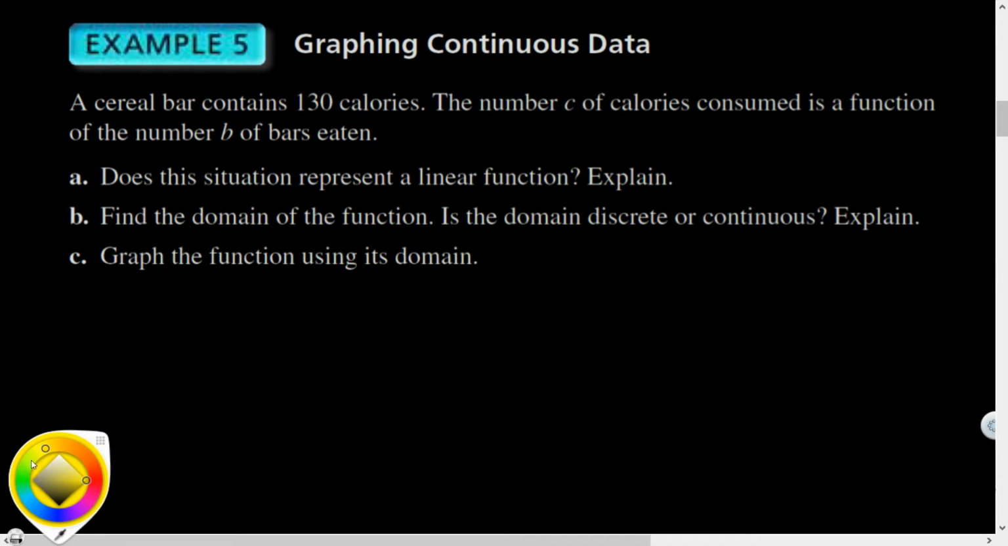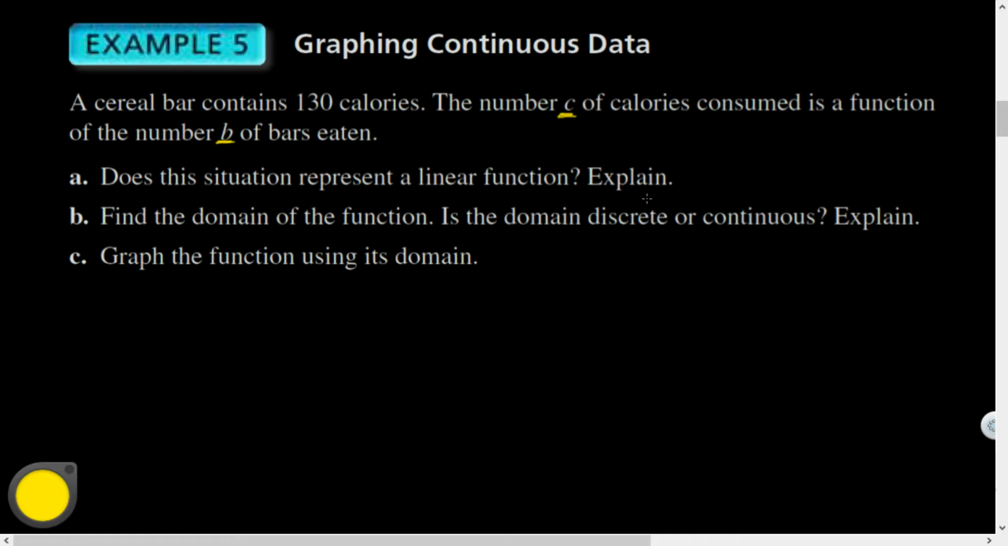All right, cool. Ooh, a cereal bar. I might have one for snack. Delicious. All right, here we go. It says a cereal bar contains 130 calories, which, by the way, like a 2,000 calorie diet is normal based on what they say, apparently. Or 2,500, sometimes I've seen up that high. Let's see. The number C, so there's my variable, of calories consumed is a function of the number B of bars eaten. Does this situation represent a linear function? Explain.